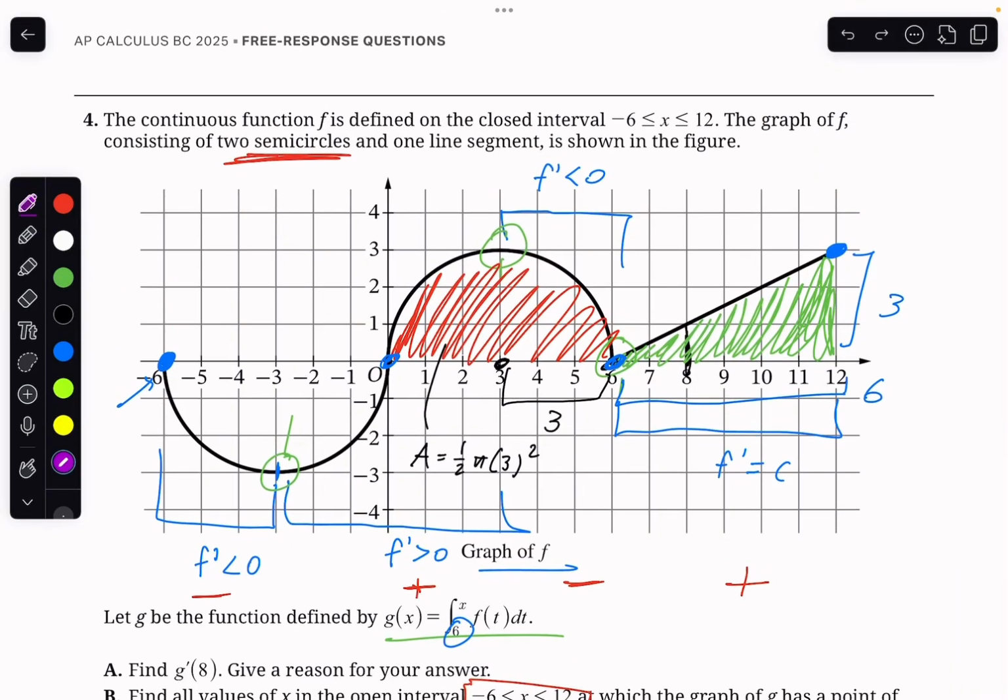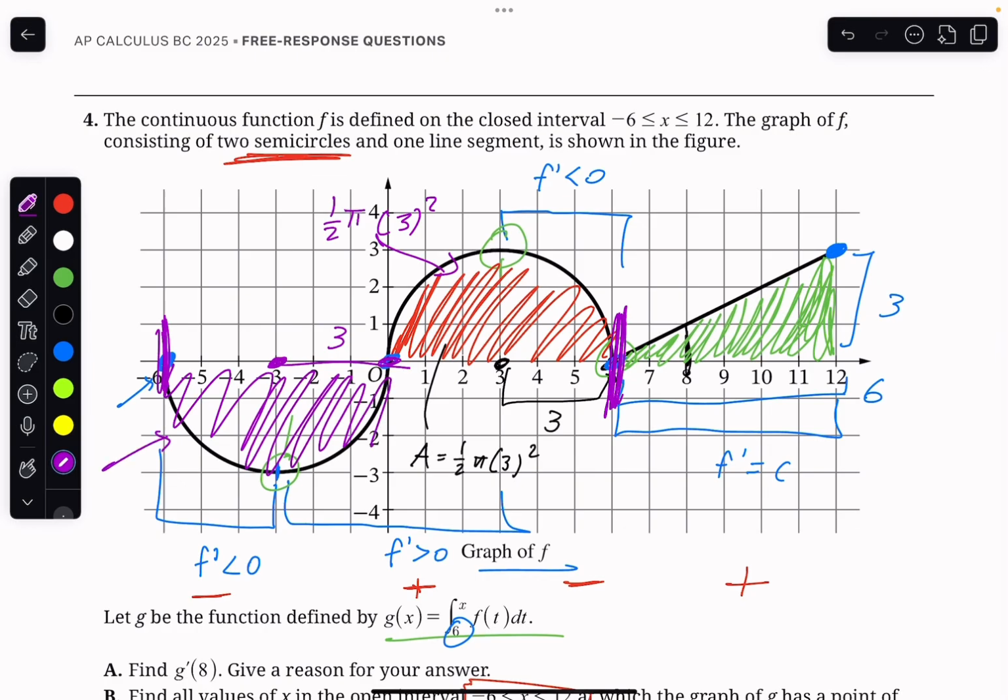Now I'll use purple. Negative 6 is right here, 6 is right here. We already found that area. That's going to be 1/2 pi times 3 squared. How do we find this area? Well, it turns out it's the exact same thing, but just look at it a little more carefully. Right here we have this value, and to here, this gives us a radius of 3. We're trying to find this area. But you'll note, this is under the x-axis, which means that it is negative by definition. So this turns out to be the exact same area. It's going to be negative 1/2 pi times 3 squared. The negative is only because it's under the x-axis, and it has the same radius and everything else.